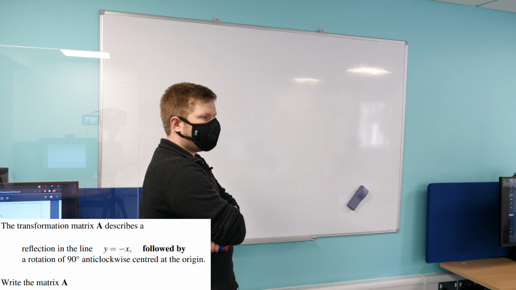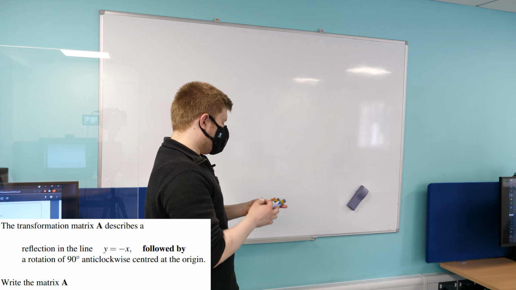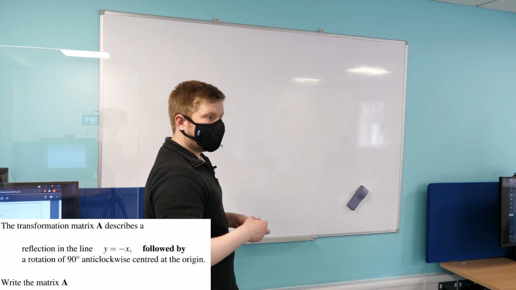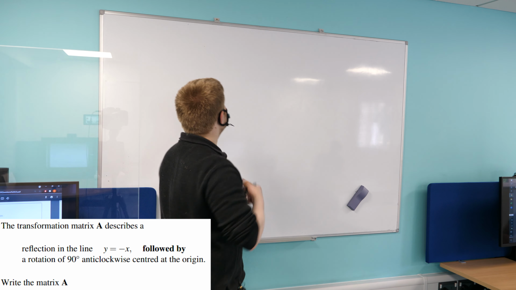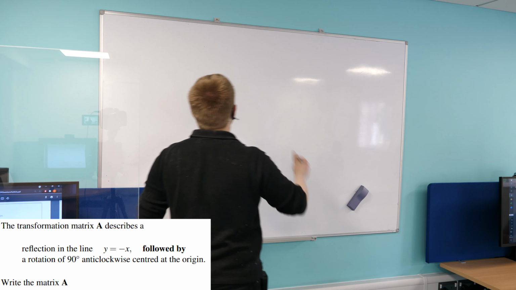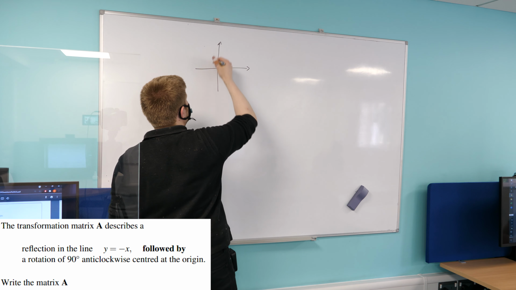So I think the easiest way of doing this is geometrically, okay? So think first of all about just applying a transformation where nothing changes, okay? So the way which I need you to think about this is draw out a Cartesian axis, Cartesian grid like this, okay?